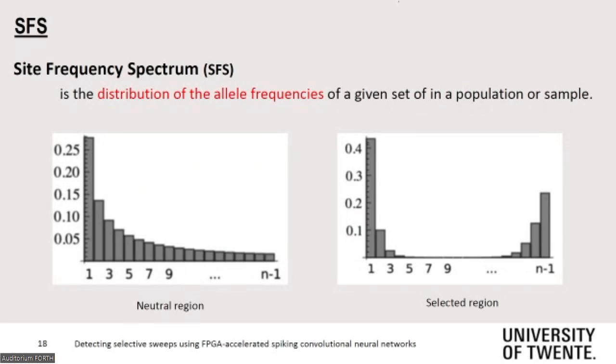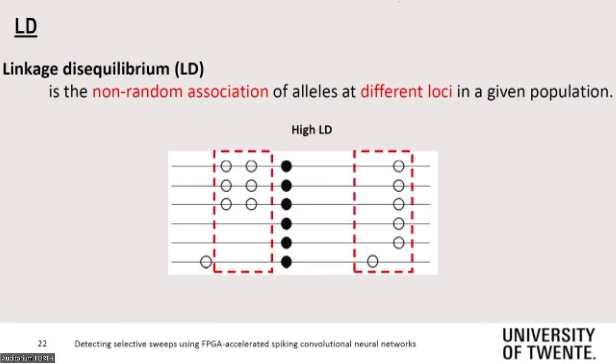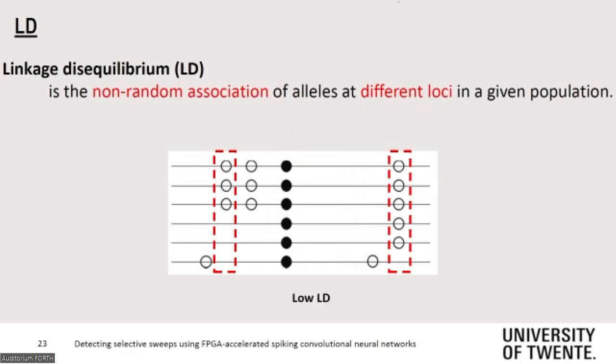Here, the left image shows the SFS of a neutral region. We can observe that it shows a smoothly decreasing trend. For the selected regions, it shows a shift from low variant to high variant, which is more like a U shape. And linkage disequilibrium is a non-random association of alleles at different loci. When positive selection occurs, the SNPs on the same side of the favored allele will have high LD, while the SNPs on the different side of this favored allele will have low LD.